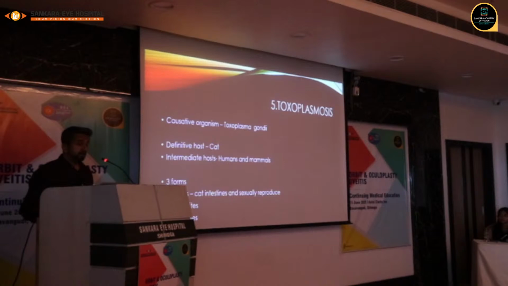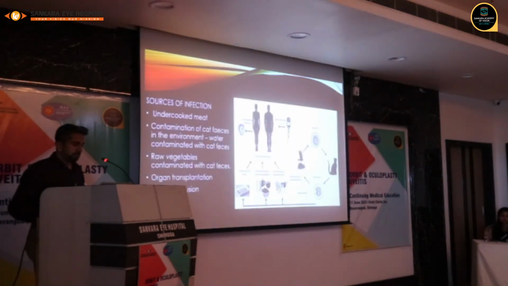So coming to another important topic, which is toxoplasmosis. Its causative agent is Toxoplasma gondii. You can acquire the infection from eating undercooked meat. Also, if cat feces contaminates the water which you are drinking, or sometimes even raw vegetables which you consume, which are contaminated with cat feces. And it can also spread by organ transplantation, blood transfusion, and of course from maternal to fetus transmission.